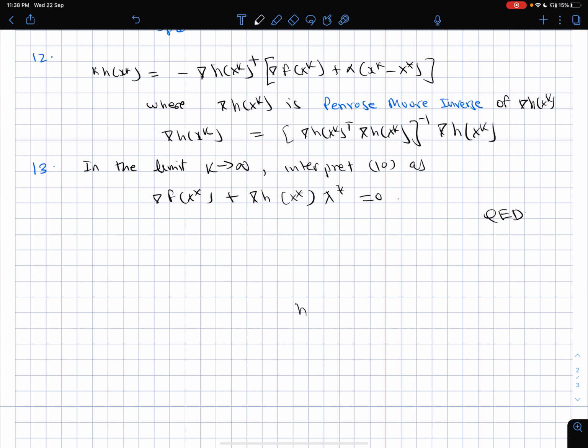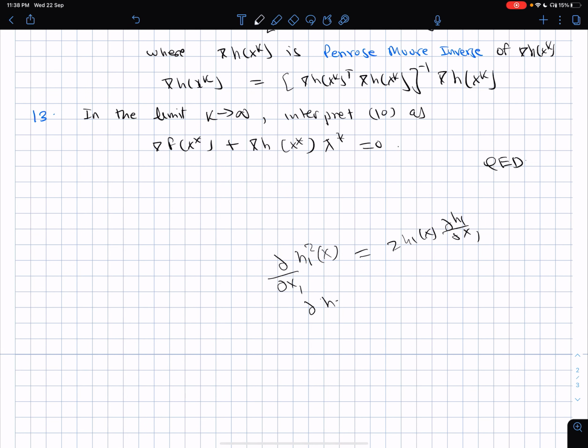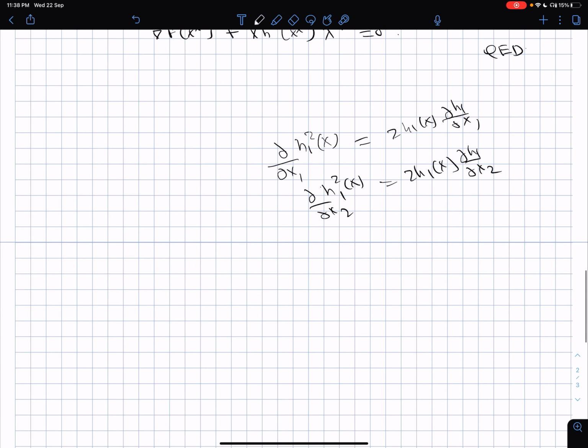So the gradient vector of h1 square, let me write it here. Suppose I take the derivative with respect to x1. It will be 2 h1 of x into the derivative of h1 with respect to x1. Now suppose I take the derivative of h1 square with respect to x2, then it will be 2 h1 of x into the derivative of h1 with respect to x2, and so on up to xn, which will be 2 h1 of x into the derivative of h1 with respect to xn.